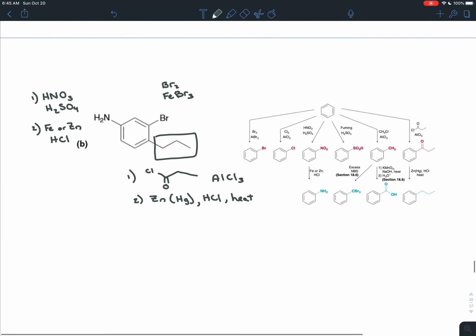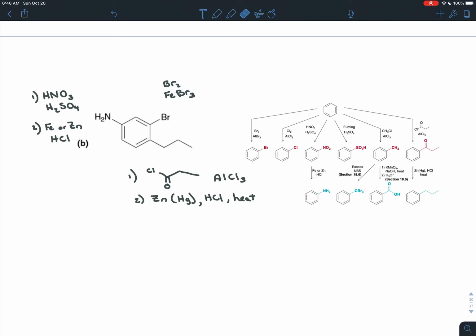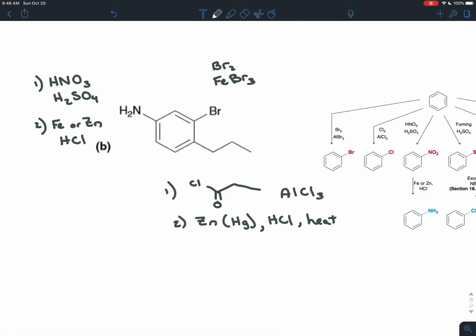So those are our recipes, but now we need to think about how to add them on. Well, this branch here is ortho to the bromine and para to this other NH2 group. The NH2 and the bromine are meta to each other. So if you think about the directing effects, this is an ortho-para director, the bromine is an ortho-para director, and the NH2 is an ortho-para director.